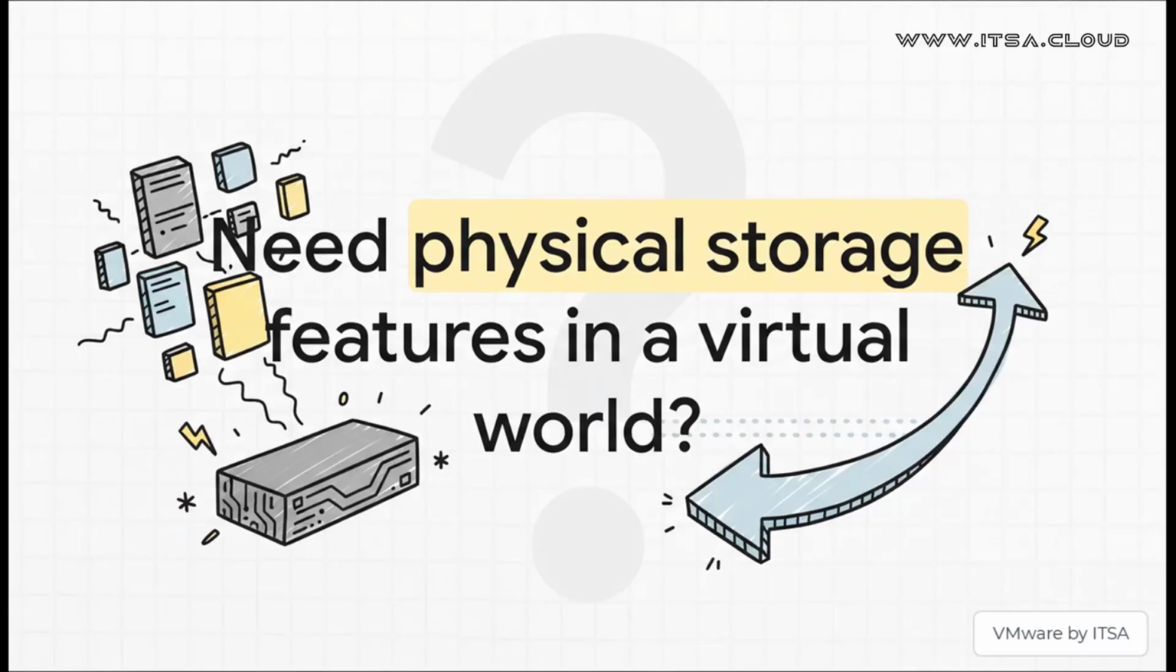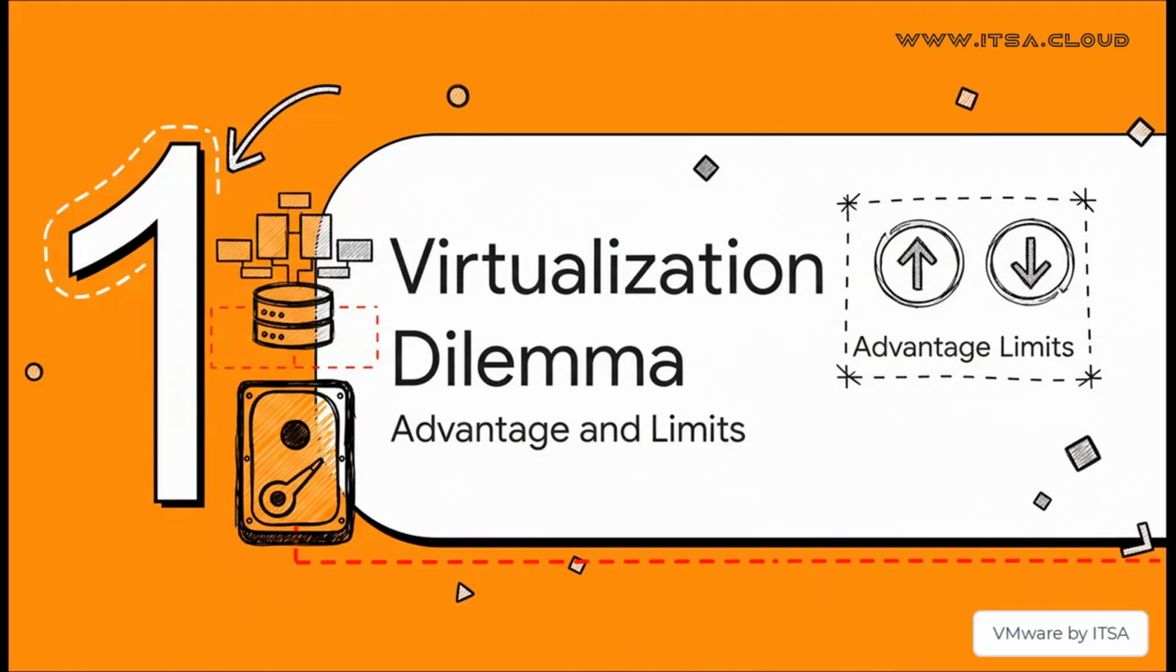You've got your applications humming along nicely in their virtual world, which is awesome for flexibility. But what happens when one of them needs to whisper directly to the physical storage hardware? Maybe to use some special feature on the SAN or to get every last drop of performance. And that right there, that's the classic virtualization dilemma. This whole concept of abstraction is fantastic. It gives us so much power, but it's not a silver bullet.